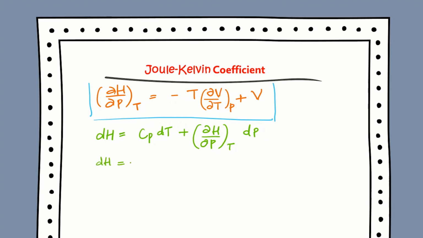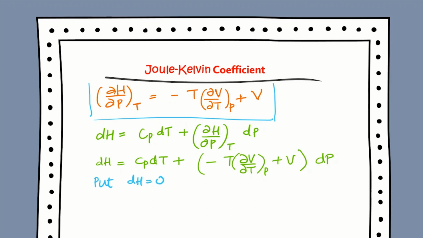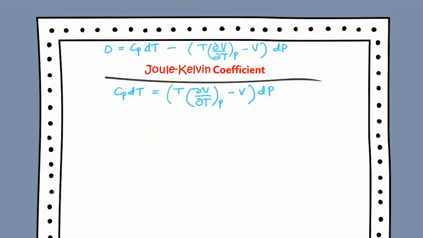So dH is equal to Cp dT plus [V minus T ∂V/∂T at constant pressure] dP. Now we will put dH equal to 0 because it's an isenthalpic process. So 0 = Cp dT + [V − T ∂V/∂T at constant pressure] dP. So we can write dT over dP as 1 over Cp times [T ∂V/∂T at constant pressure minus V].